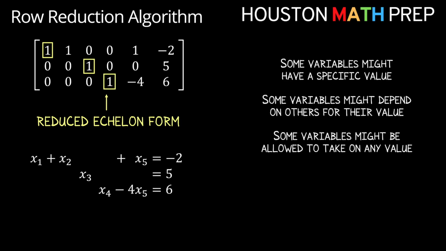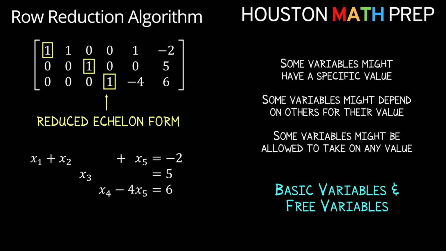And it's sometimes the case that part of the solution is that variables might be allowed to take on any value. How we interpret the solution for all of our variables in a situation like this comes down to the idea of what is a basic variable and what is a free variable in our system of equations. Our next video in this linear algebra series explains the difference between these and what it means for our solutions.